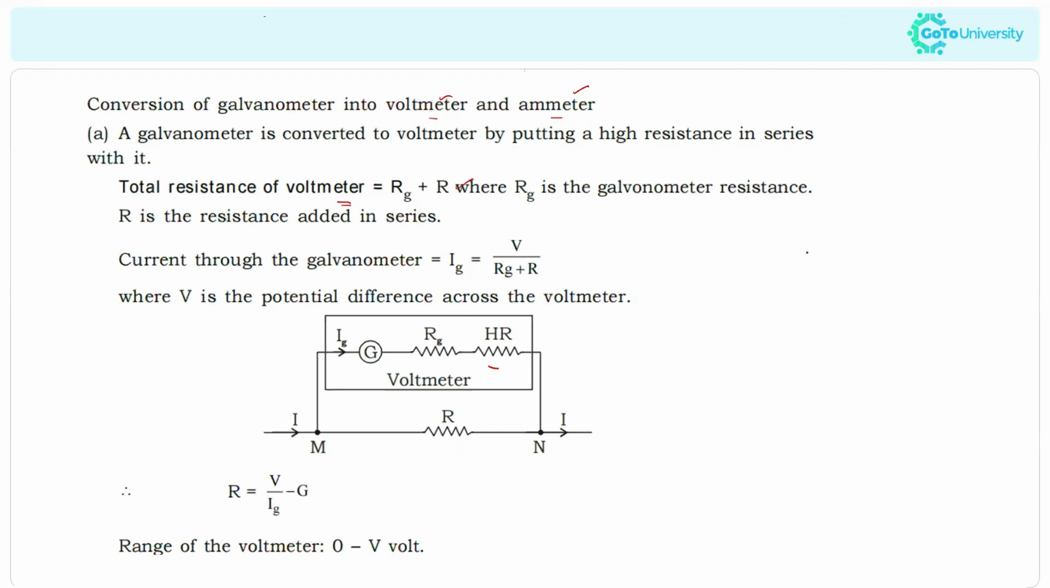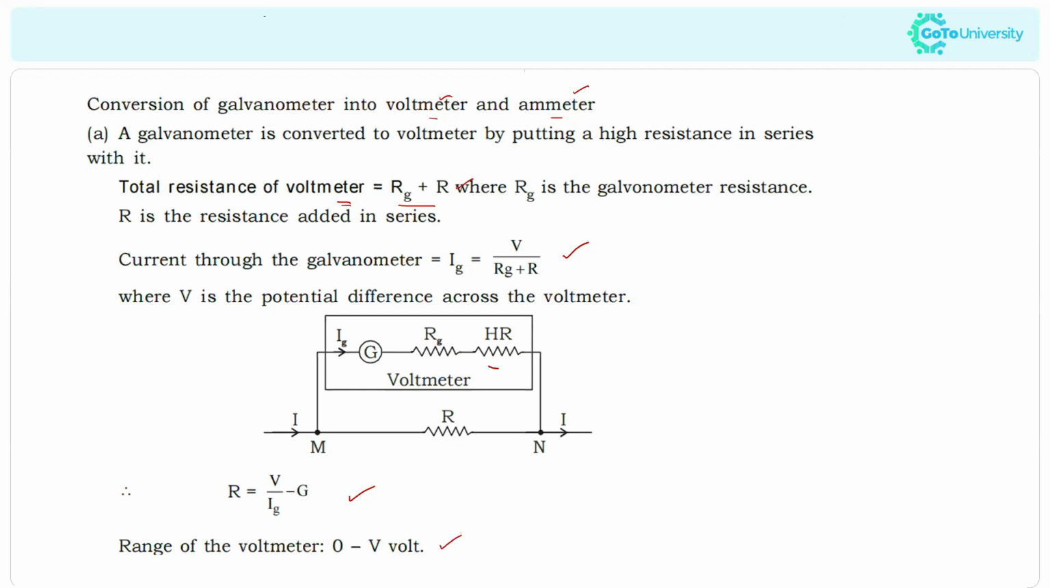So we can say the resistance will be equal to Rg + R. So the current through the galvanometer will be equal to V divided by (Rg + R). So here the value of resistance can be calculated using the formula R = V/Ig − Rg. So the range of a voltmeter will be 0 to V volt here.